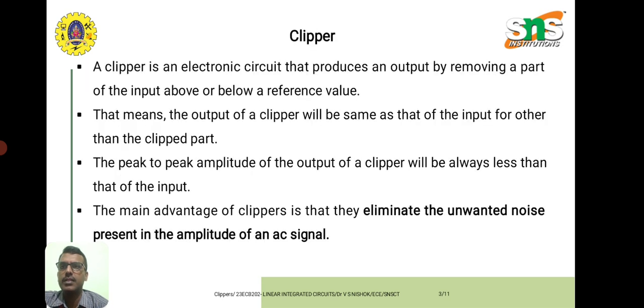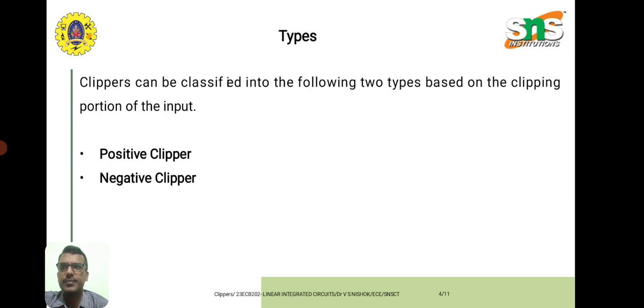Before going to the topic, we need to see what a clipper is. A clipper is an electronic circuit that produces an output by removing a part of the AC input signal above or below a reference value. So we can modify the given input signal based on the need. That is the main use of the clipper circuit. The main advantage of a clipper is that it eliminates the unwanted noise present in the amplitude of an AC signal.